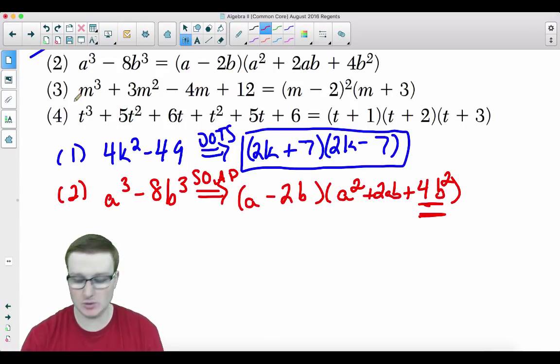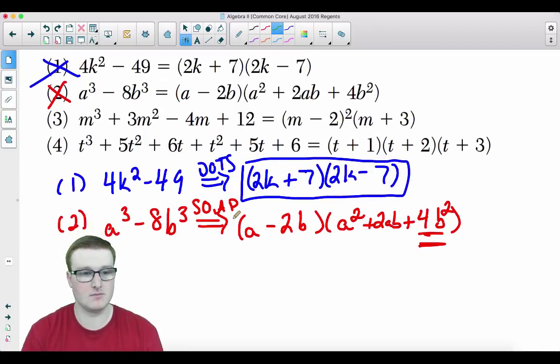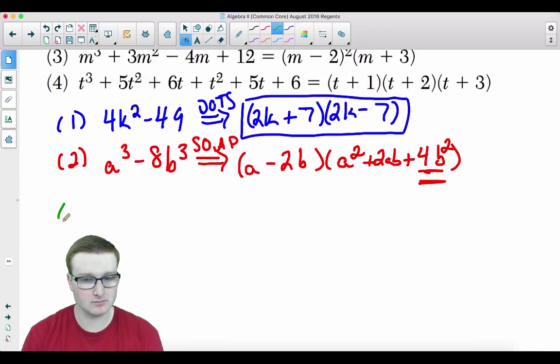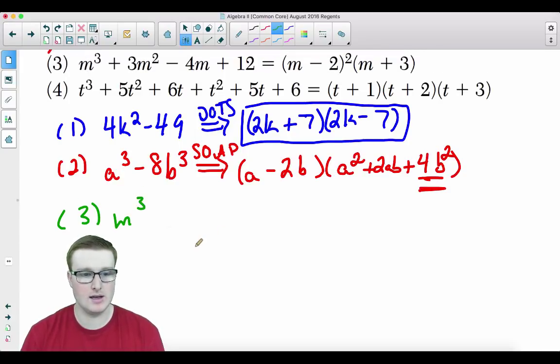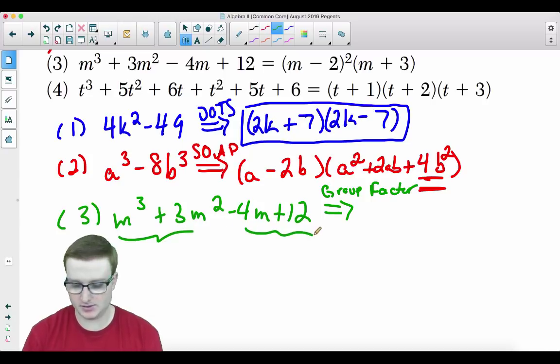Sweet. So we know that choice 2 is not the answer. Let's go on to choice 3. Here we go. Let's factor m cubed plus 3m squared minus 4m plus 12. It looks like we are going to be doing group factoring, just because there are 4 terms. So I'm going to group this, I'm going to group this.